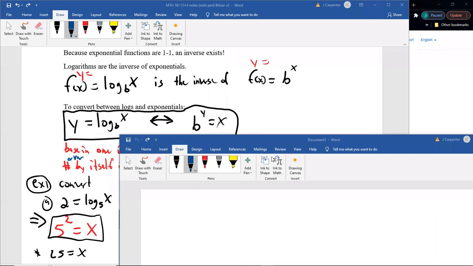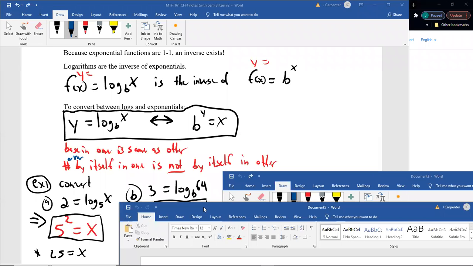All right, b. 3 equals log base b of 64. So now my variable is down here. Maybe we'll be able to figure out what b is, maybe not, but the point is just to convert for now. So the base is the same. So if that log has a base of b, the exponential should have a base of b. So it's b raised to something.